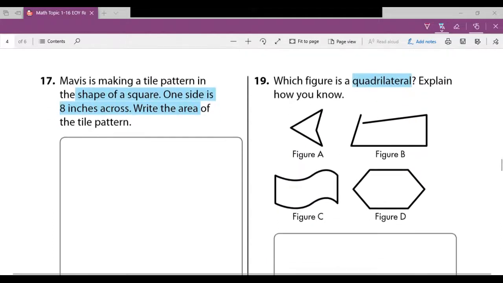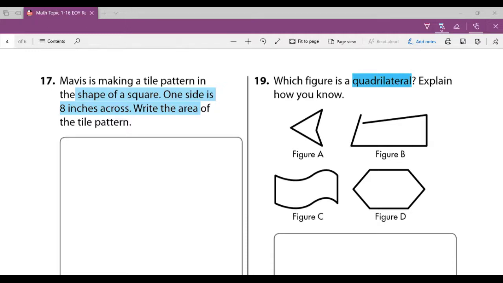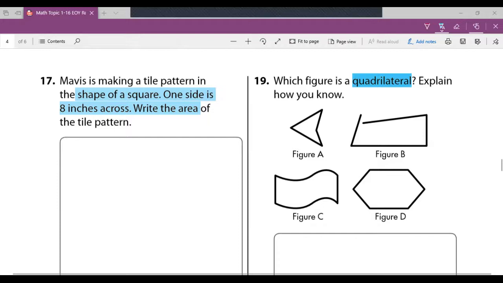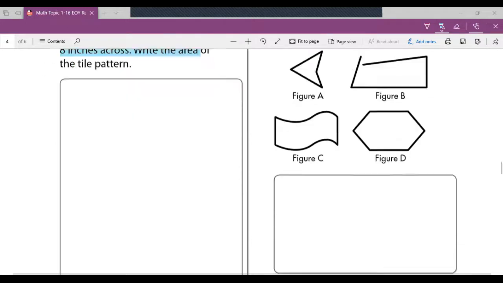All right, let's go to number 19. Number 19 says, which figure is a quadrilateral? Explain how you know. Now remember, when you think of quadrilaterals, you know that quadrilaterals are figures with 4 sides, okay? So when we take a look at our options, figure A, B, C, and D, it may be a little tricky at first, but we know it has to be figure A because it is a closed shape with straight line segments and 4 sides. So it's a closed shape with straight sides, and it has 4 sides, okay? So number 19 is figure A.